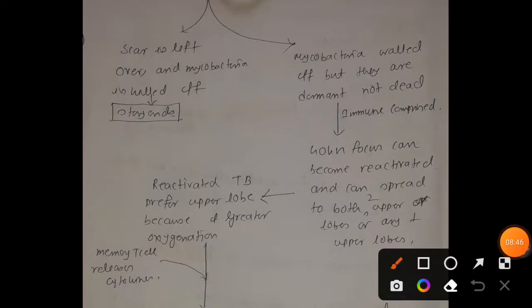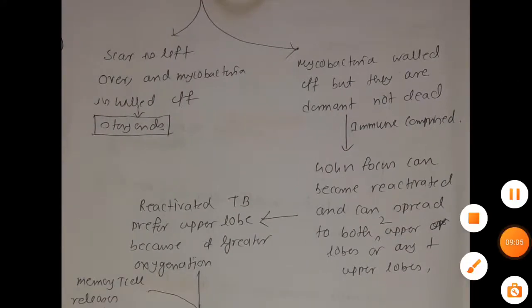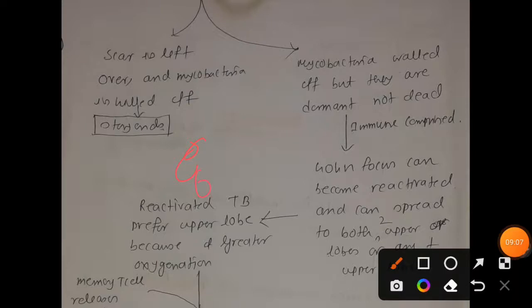From that part there can be two possibilities. One is only the scar that I have mentioned will be left, and the entire mycobacteria will be killed by the immune system, and that will be the end of the story. In other cases, mycobacteria remain walled off by the immune cells, but they are dormant. That means inside the immune cells they are still alive.